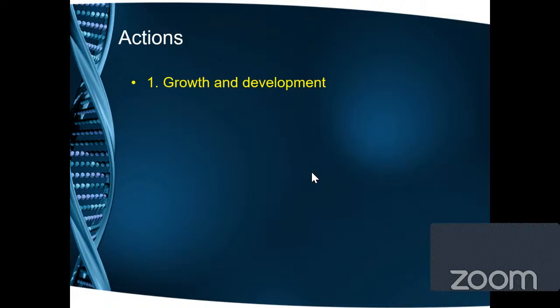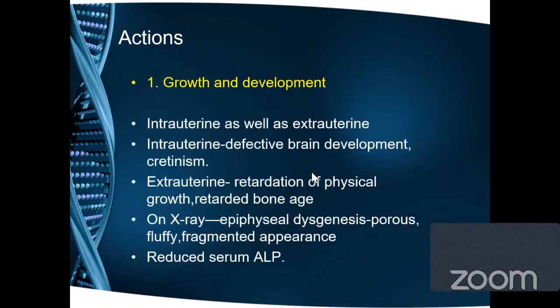So an important organ is the brain or nervous tissue, whose development is dependent upon the thyroid hormone levels. So if there is deficiency, there will be defective development of the brain. In intrauterine life, it will lead to cretinism. In extrauterine life, it will affect the physical growth of the body.